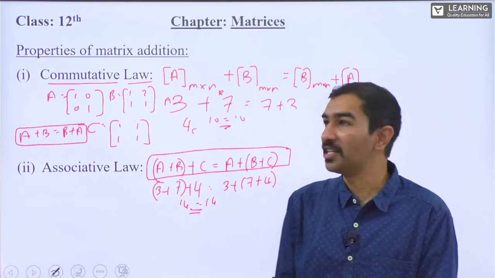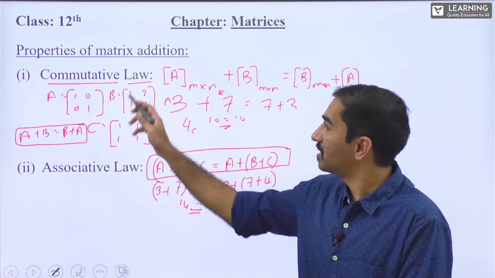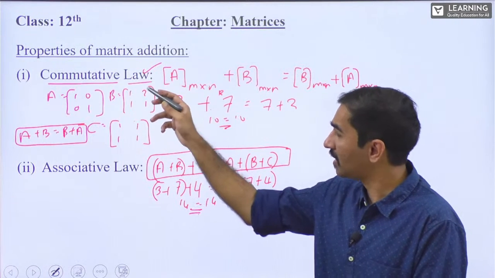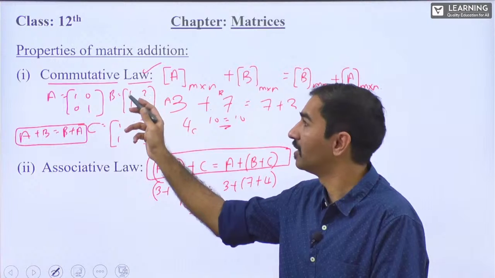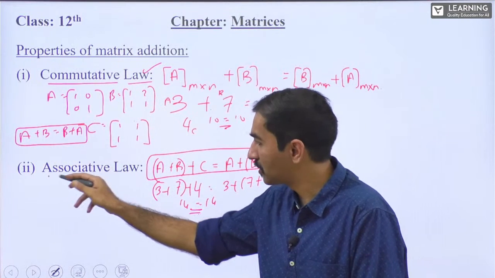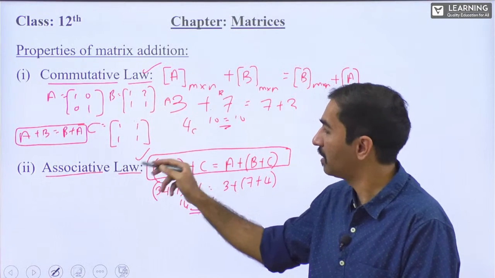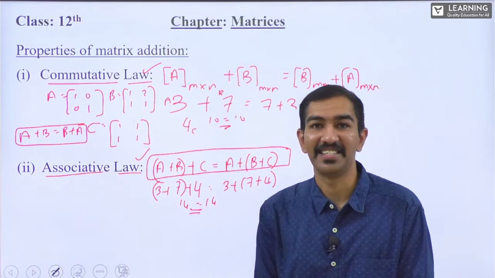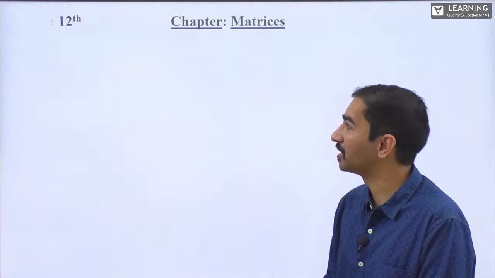Understanding? So addition of matrices satisfies the commutative law, because addition of numbers satisfies the commutative law. As well, addition of matrices also satisfies the associative law, because addition of numbers also satisfies the associative law. Understanding? Moving on to the next property of addition.